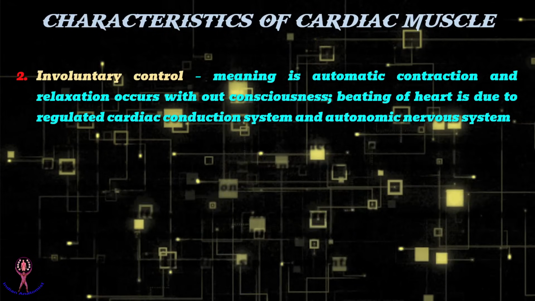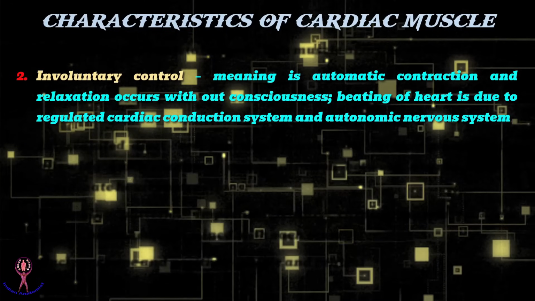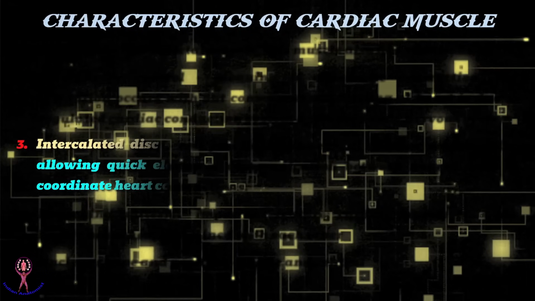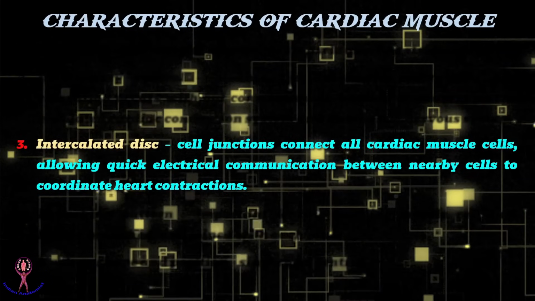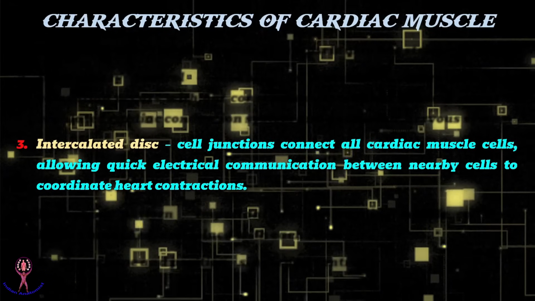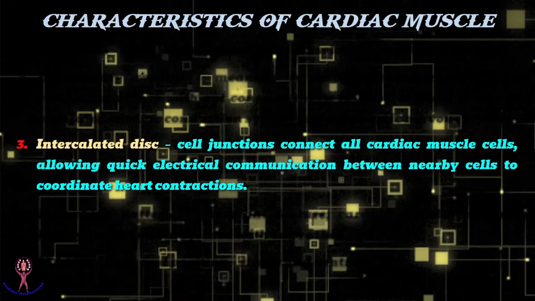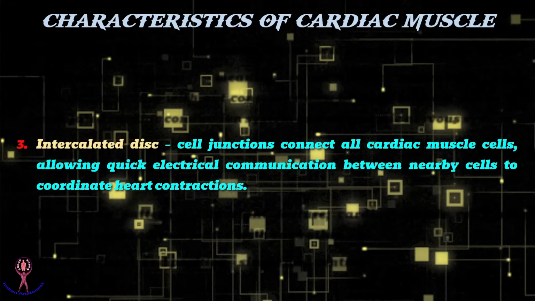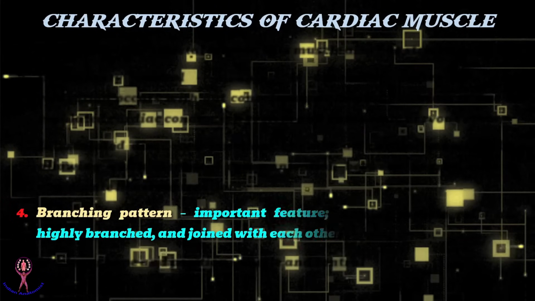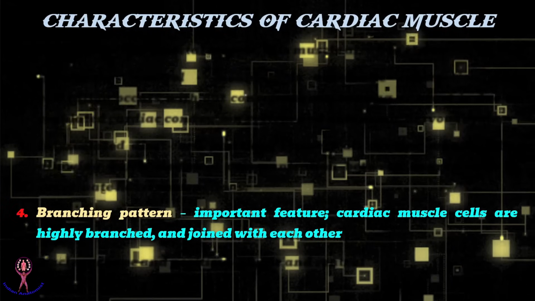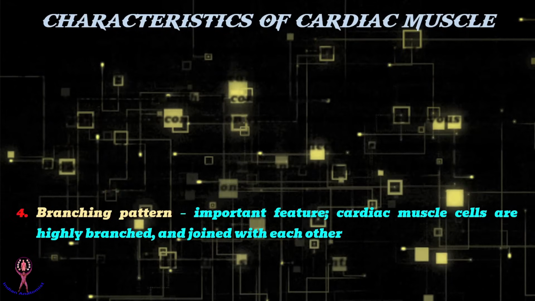Beating of the heart is due to the regulated cardiac conduction system and autonomic nervous system. Number 3 is intercalated disc. These are cell junctions that connect all cardiac muscle cells, allowing quick electrical communication between nearby cells to coordinate the heart's contraction. Number 4. Branching pattern. Important feature: cardiac muscle cells are highly branched, and joined with each other.